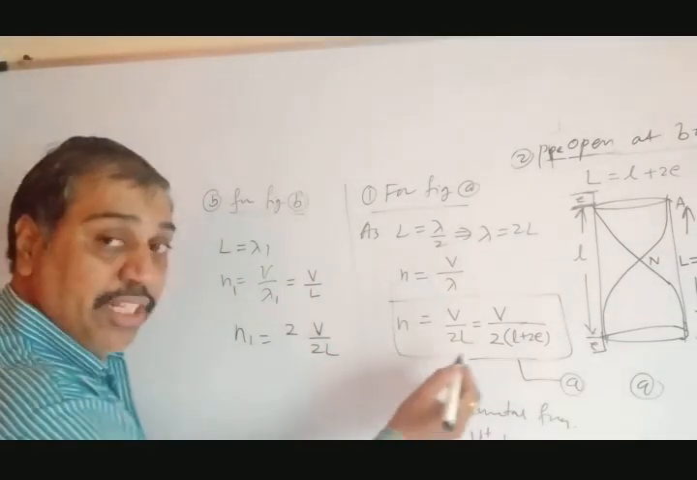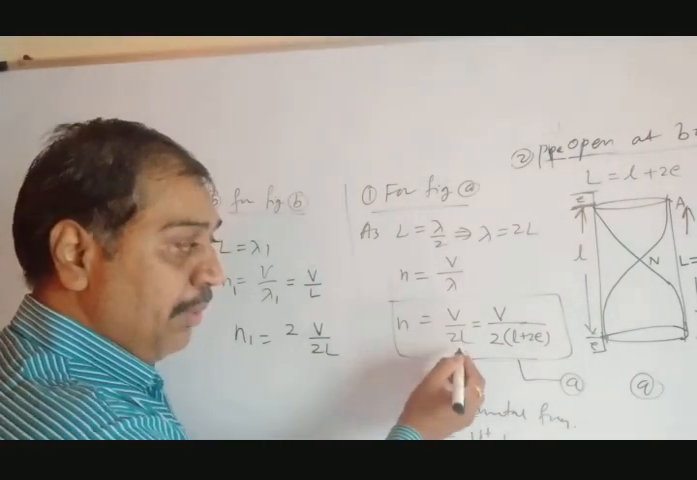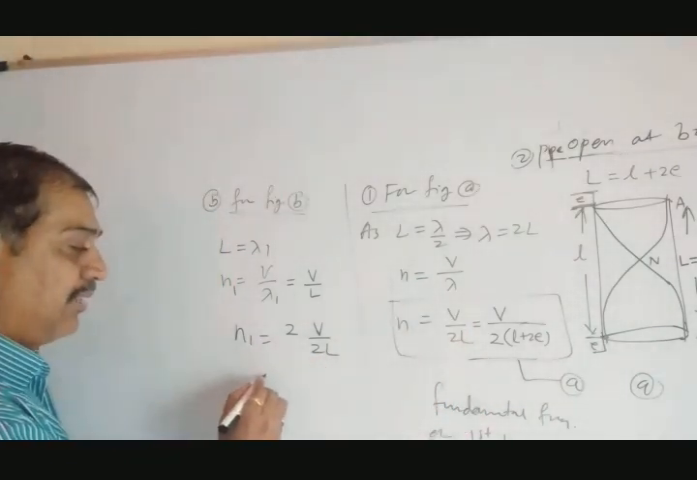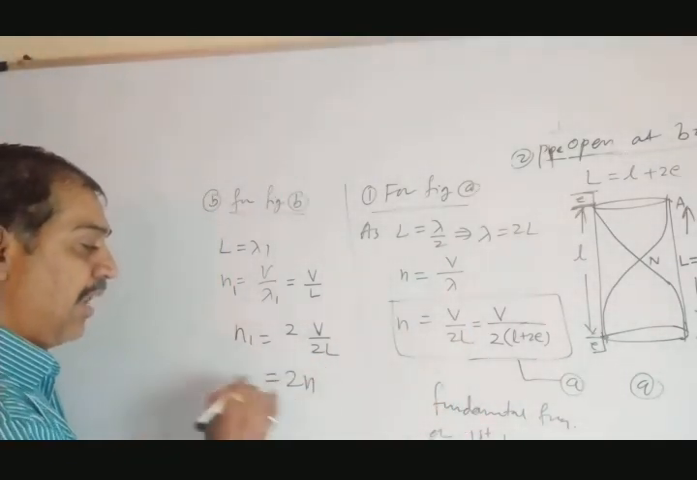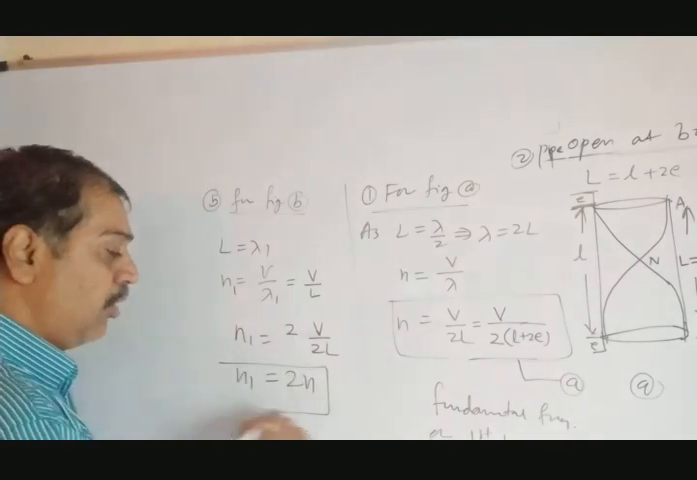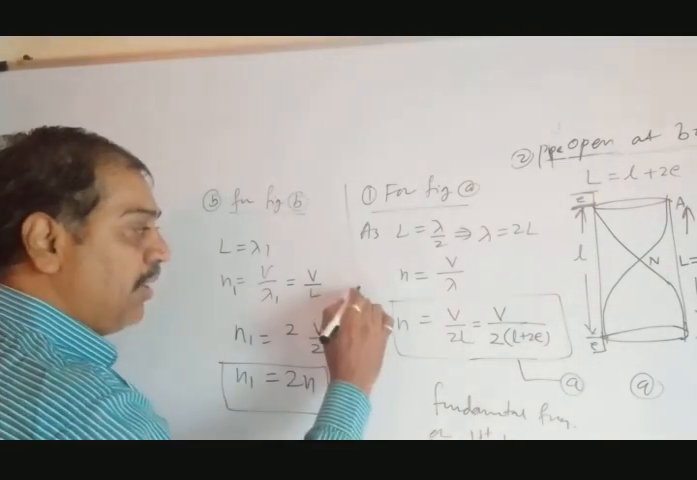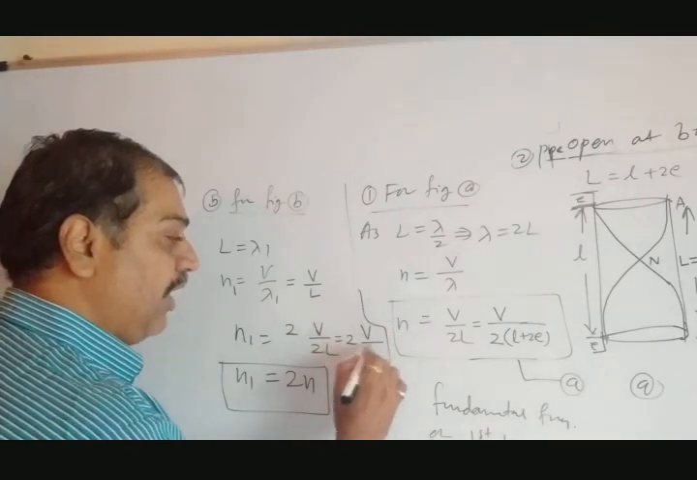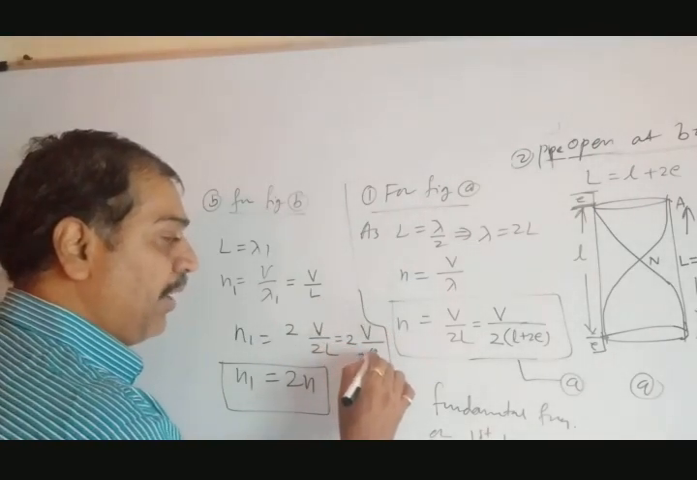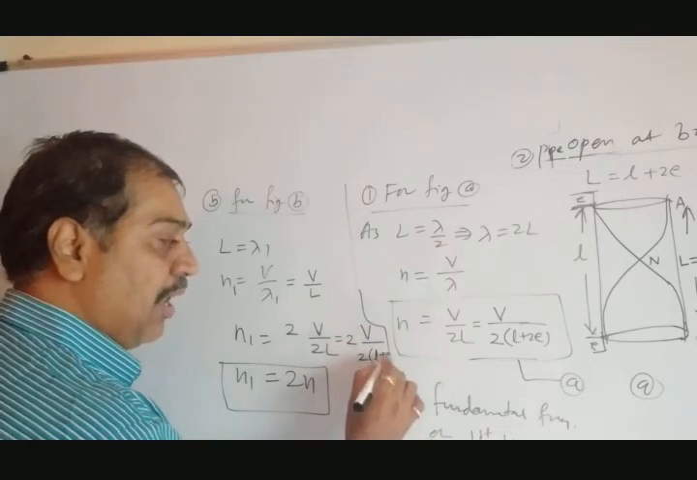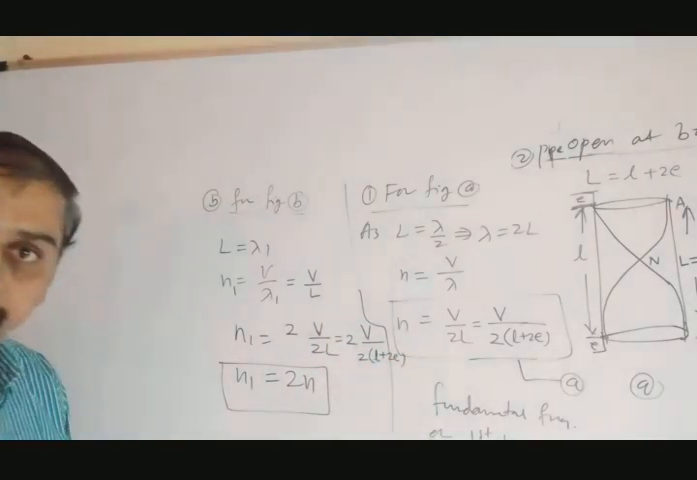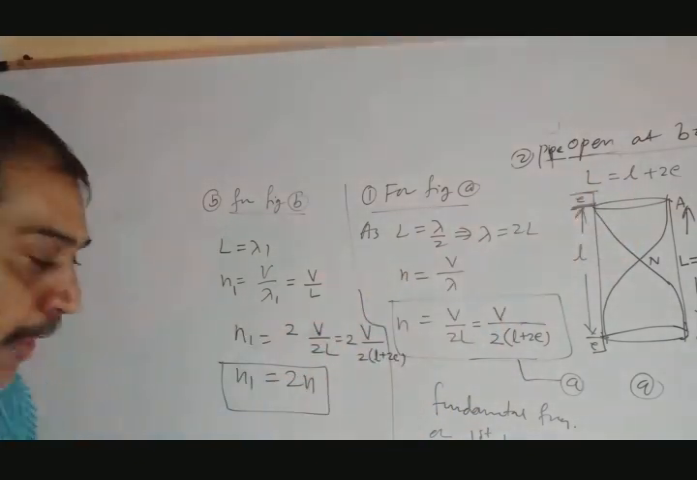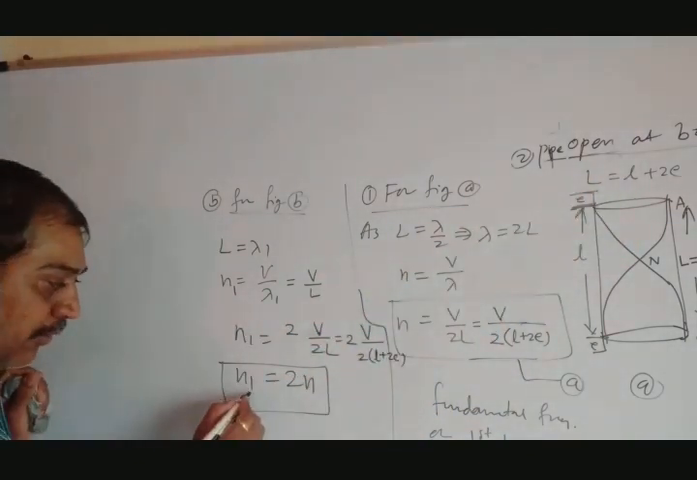Now compare this with equation 1. V by twice L is what? N. So you can write N1 equal to twice N, or you can modify it accordingly, equal to twice into V divided by 2 capital L, and capital L is nothing but small l plus twice e. We have just put this value here. So from this, you can say this is what?